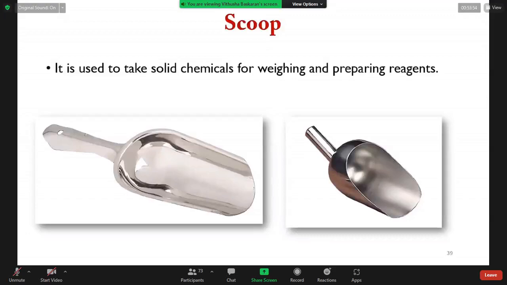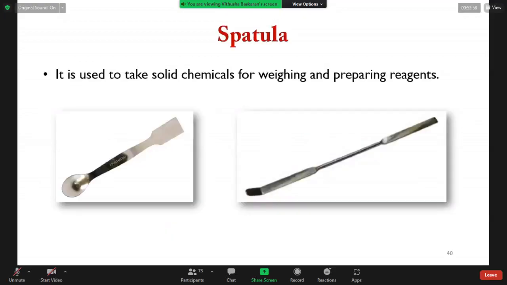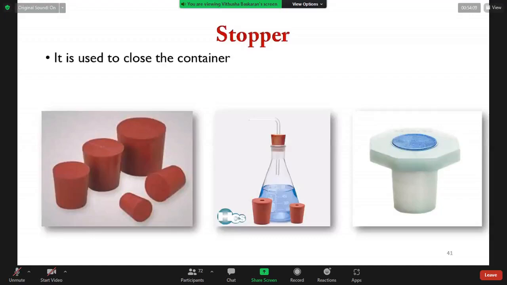This is used to take the chemicals for weighing and preparing reagents. This is somewhat bigger in size than the spatula. This is also made of metal, and it is also used to take the solid chemicals for weighing and preparing reagents.